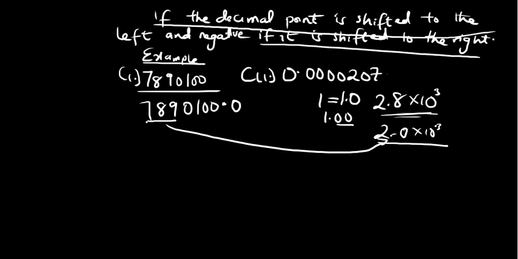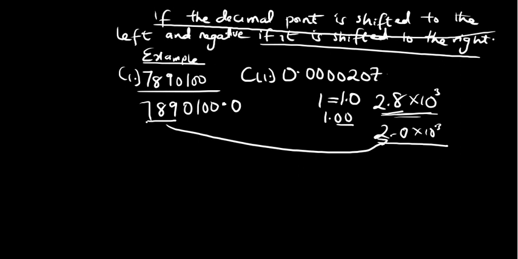Here is the law: if the decimal point is shifted to the left, what should our power be? Positive. But negative if it is shifted to the right. Here, to get something like 2.0 or 2.8, we need to shift to the left. So the power of 10 will be positive.